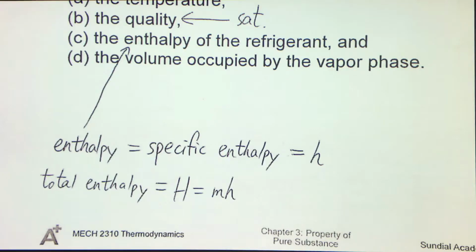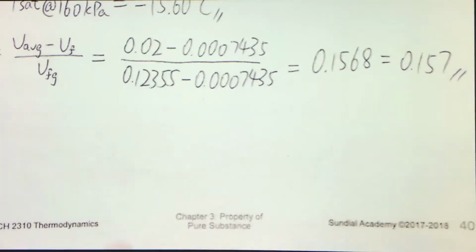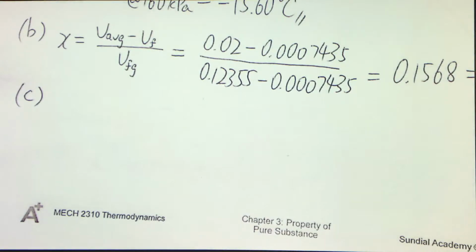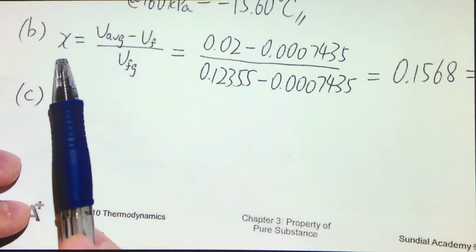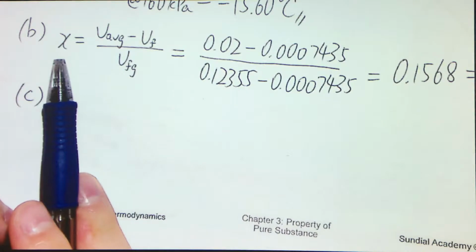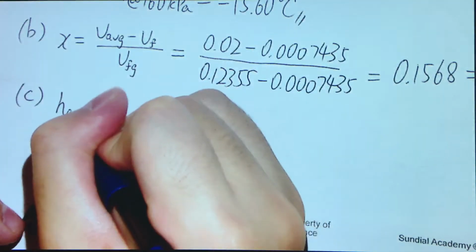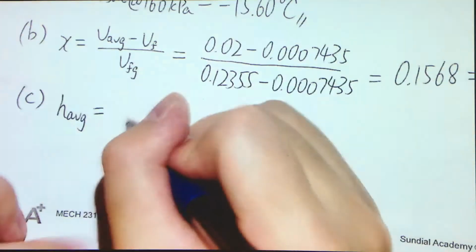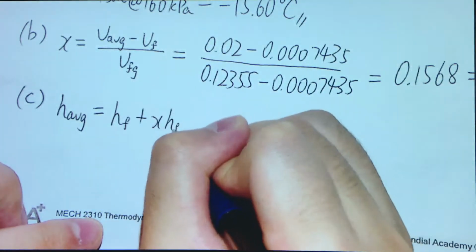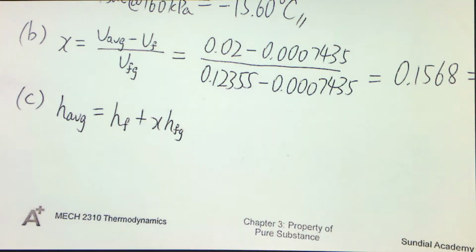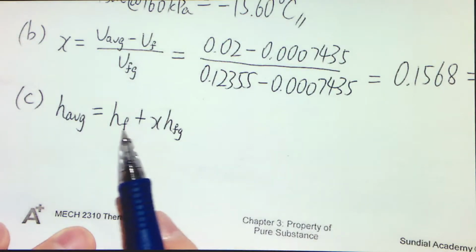So here we need to find out the enthalpy of the refrigerant. So how can we find that? Remember, for problems involving a saturated liquid-vapor mixture, this x is very important, because x acts as a bridge to link up all of the properties. For example, after we have calculated x, we can check our table to find h average, given by our formula, h equal to hf plus x hfg. Remember, all of the properties have this same format, just like the specific volume.